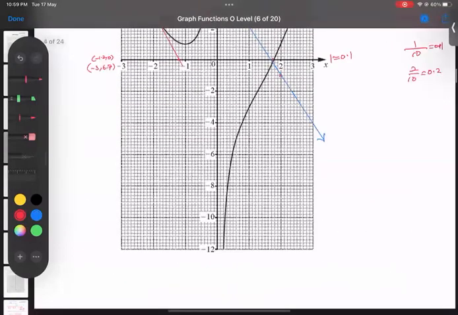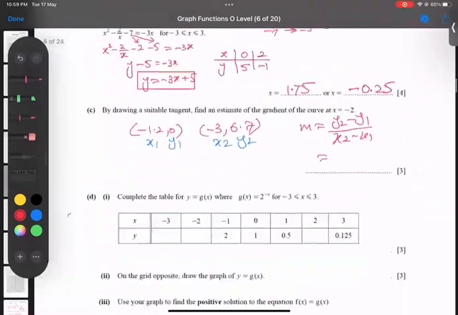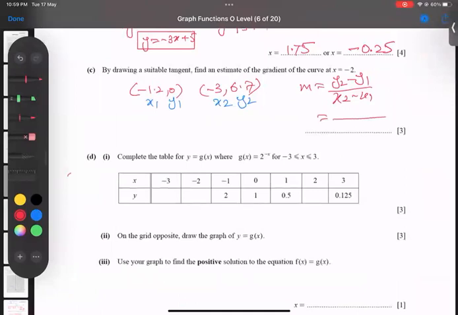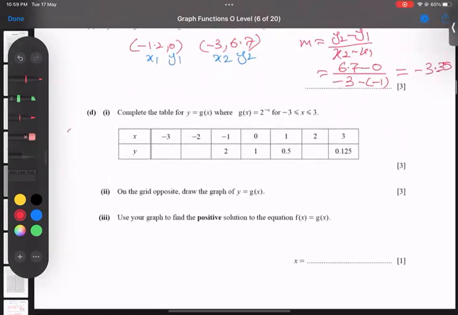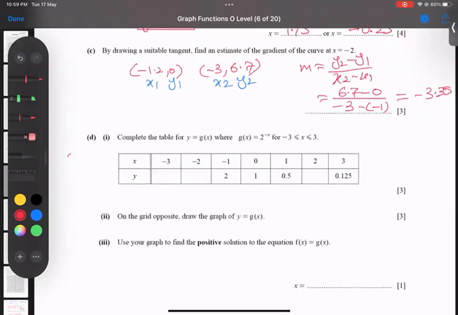So let me check the points again. -1.2, 0, -3, 6.7. Yeah, correct. Now plug in the values: y2 minus y1 and x2 minus x1. I'm typing in the calculator, 6.7 comes as the numerator, the denominator comes down, I'm getting -2. Typing in the calculator as it is, I'm getting the answer -3.35. So I got the gradient. Alhamdulillah Rabbil Alameen.